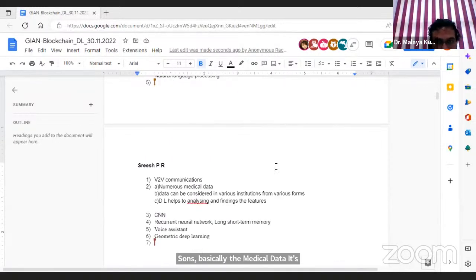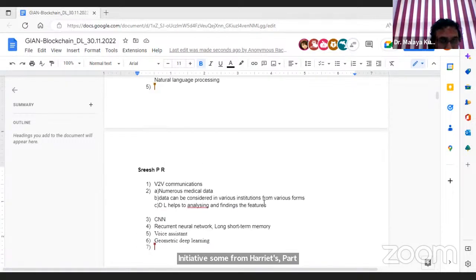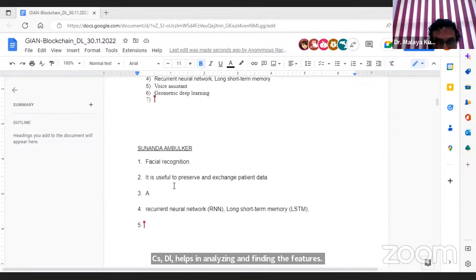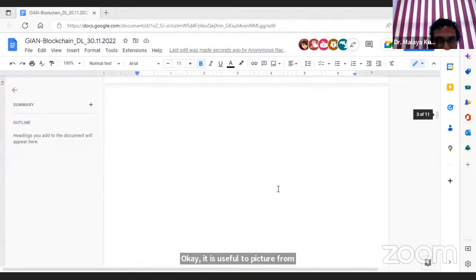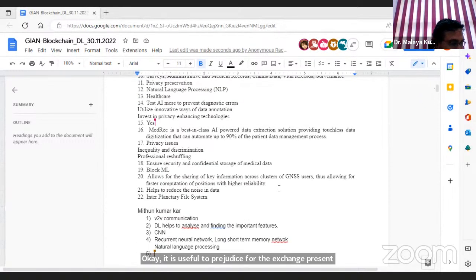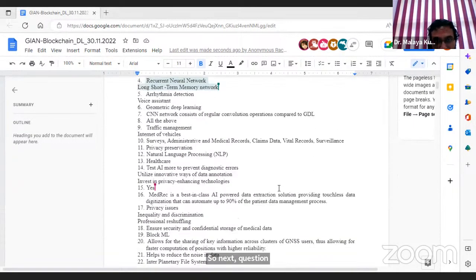Numerous medical data can be considered in various institutions from various forms. Yes, DL helps in analyzing and finding the features. Correct. It is useful to preserve and exchange patient data. So next question number 3, which model is fast in computation?